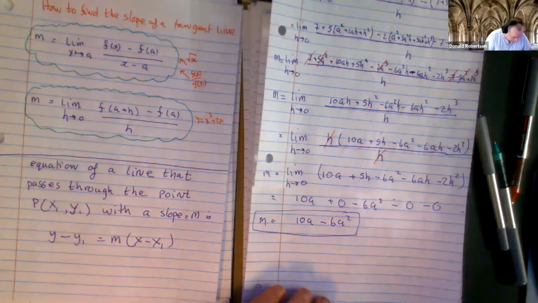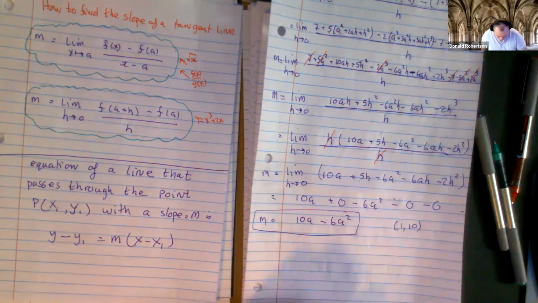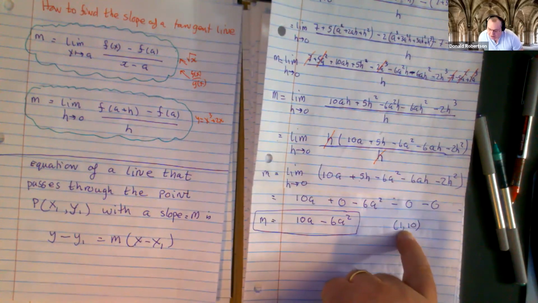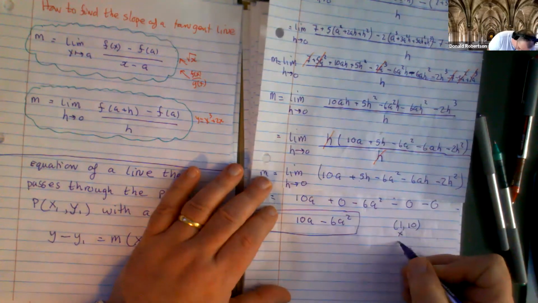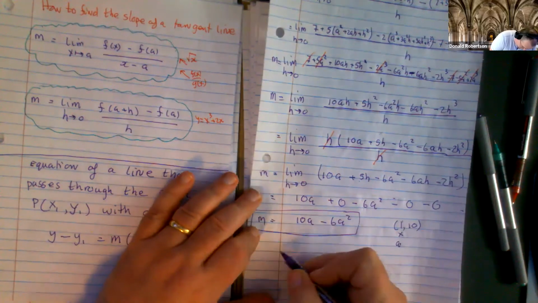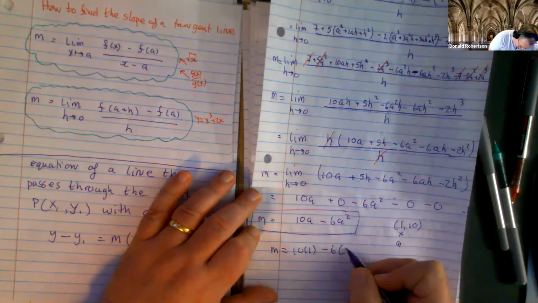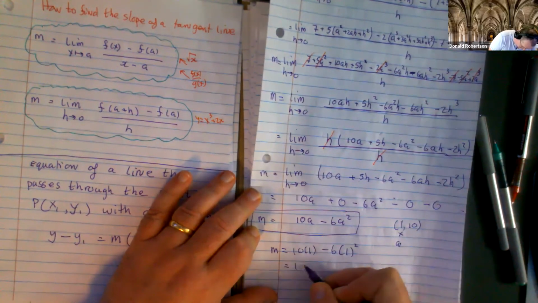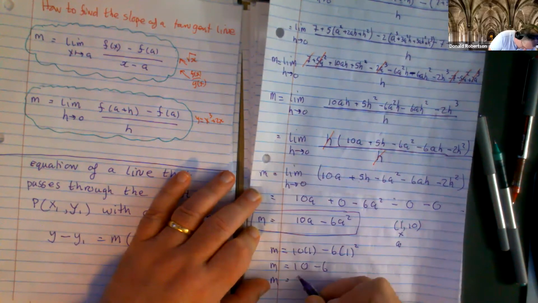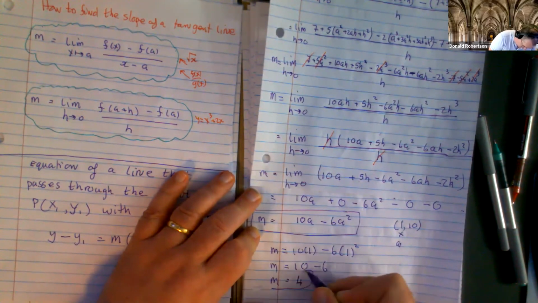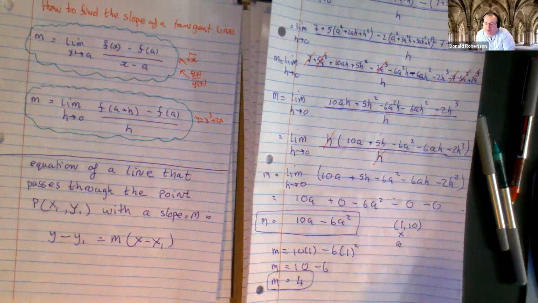So I would like to know in part B what the slope is at the point (1, 10). Well, that's the x coordinate, and the x coordinate is essentially the a value. So m is 10 lots of 1, take away 6 lots of 1 squared. I can tell you at that point, the slope of the tangent line is 4.